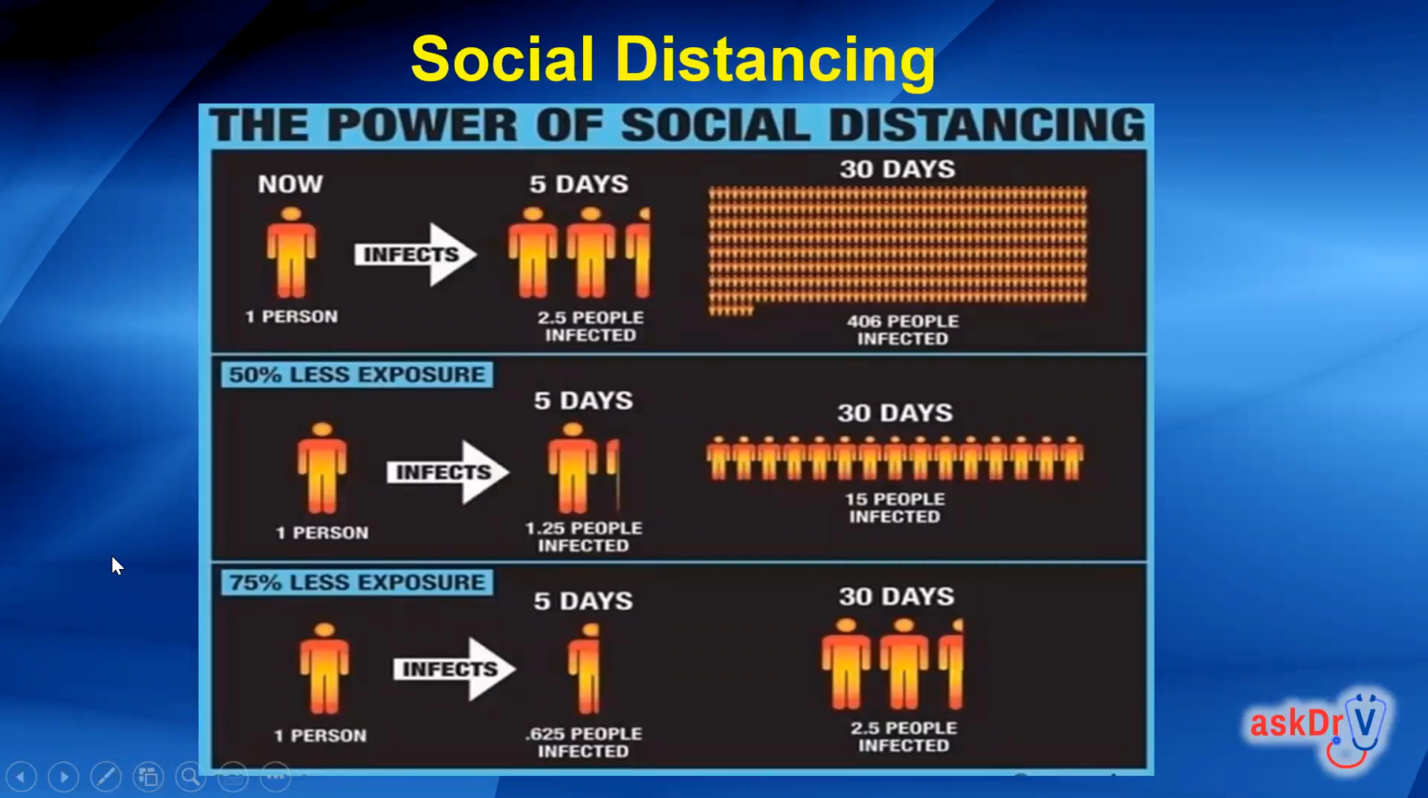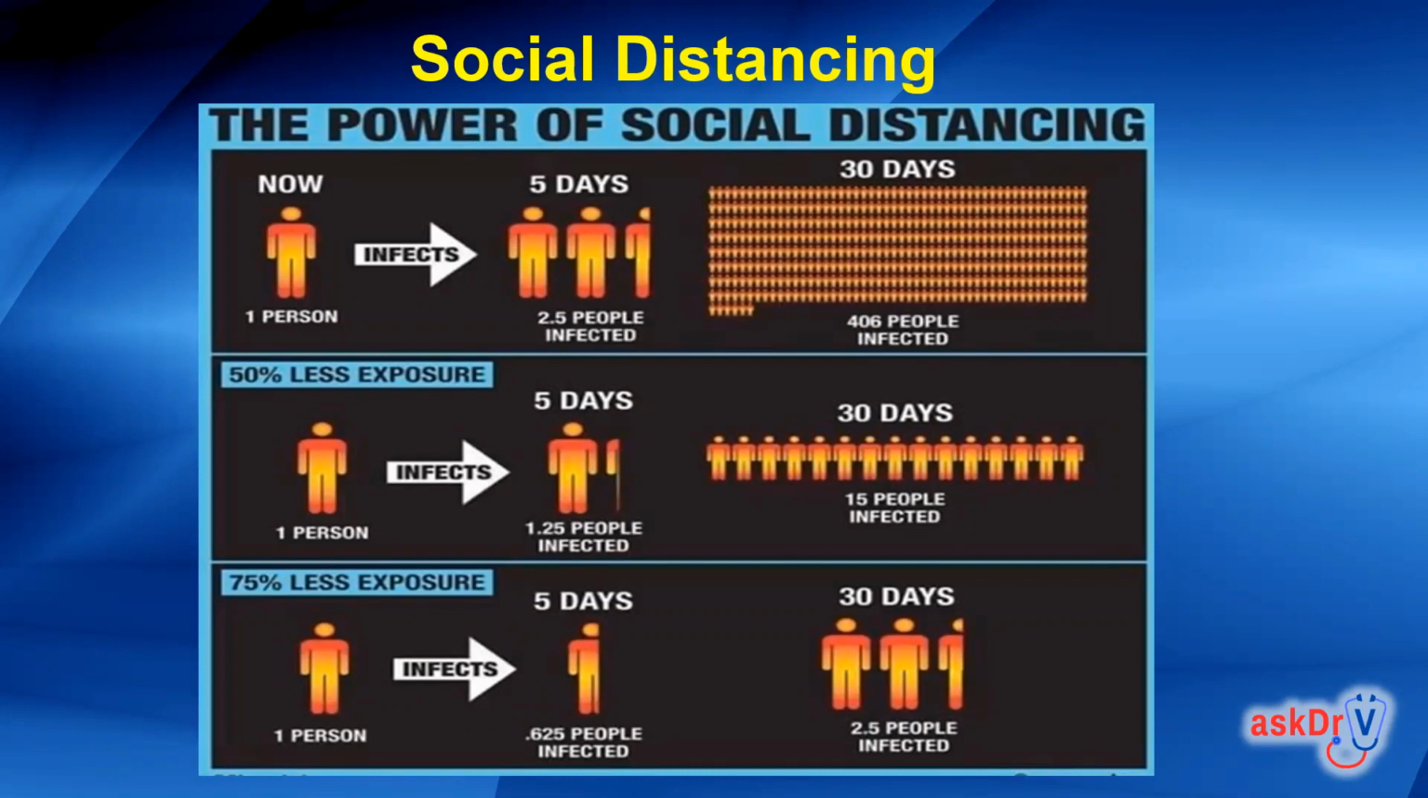Now, let's talk about the power of social distancing. This is very, very important. How we were actually going around our daily lives before this happened: if one person was infected, within 5 days, that person would infect 2.5 people. And within 30 days, that person would infect 406 people. With 50% less exposure, one person infects 1.25 people, and in 30 days, infects 15.